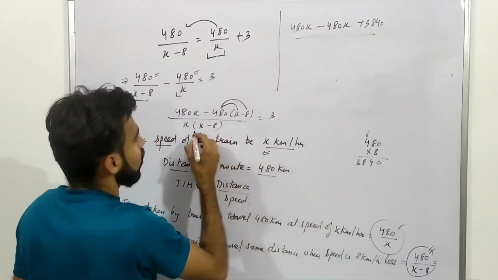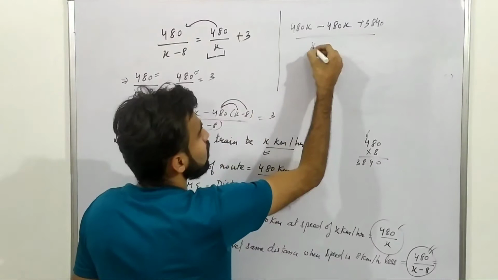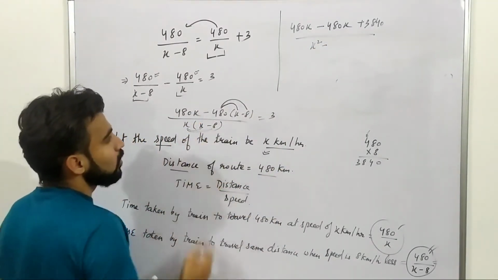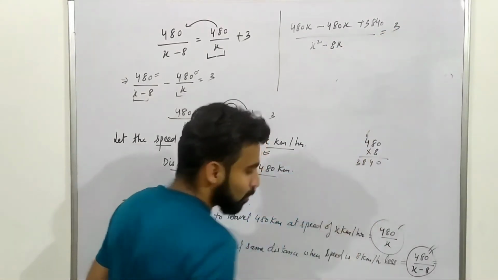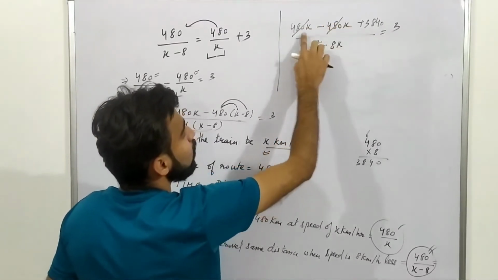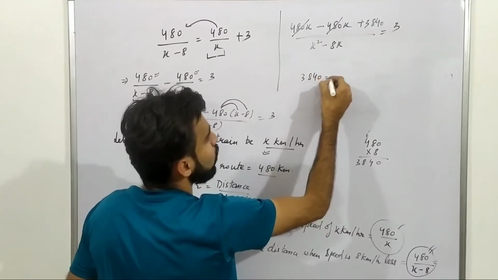Upon, you can see here, if I multiply these here, so that will be x cross x is x square. Now further, if I multiply x with 8 here, so that will be 8x equal to 3. Getting my point? Now you can see that these values will cancel out. They are same. Now what will remain is 3840 in the numerator.